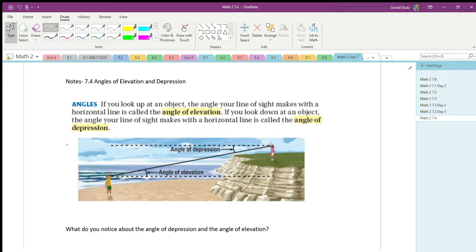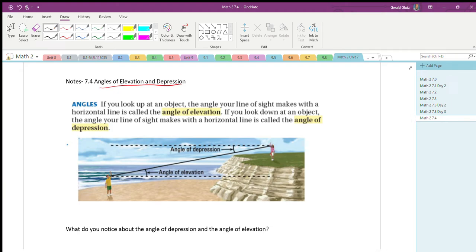Hello, all right, so today is going to be the last section of notes for the whole semester. So last section of notes before the break. All right, so if you look, we're going to talk about angles, so angle of elevation and angle of depression.